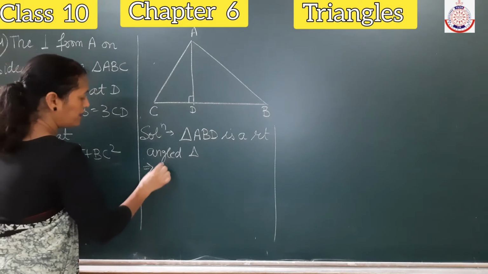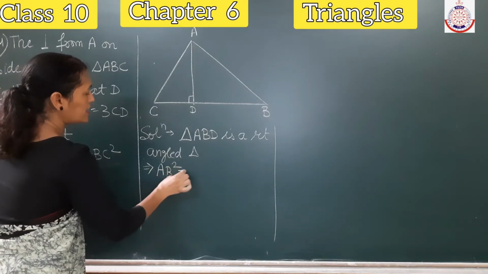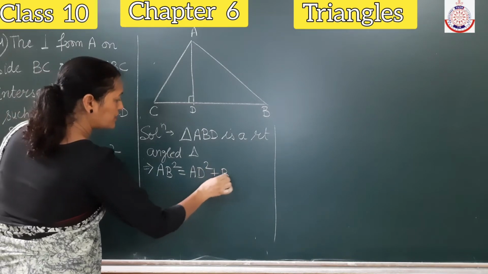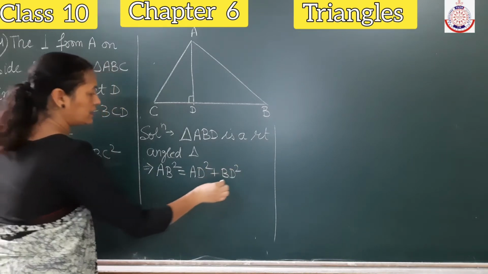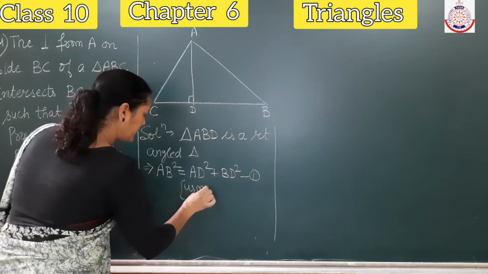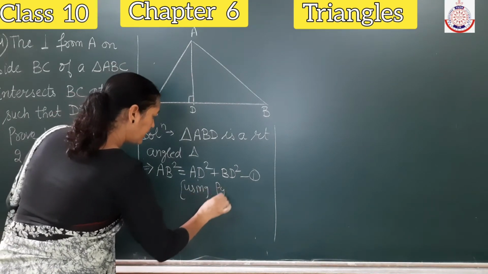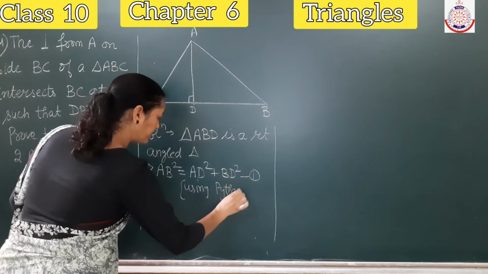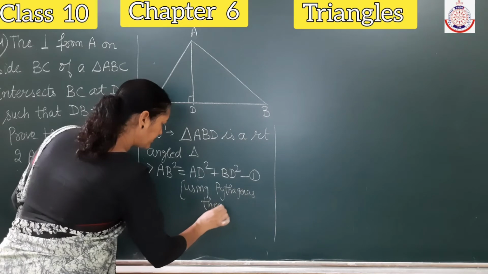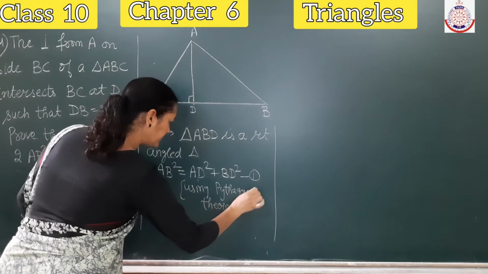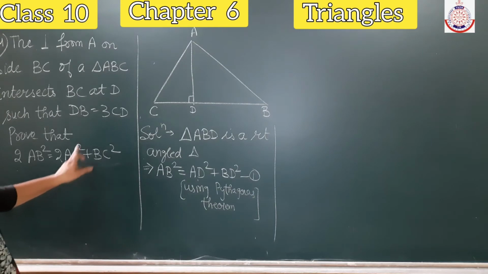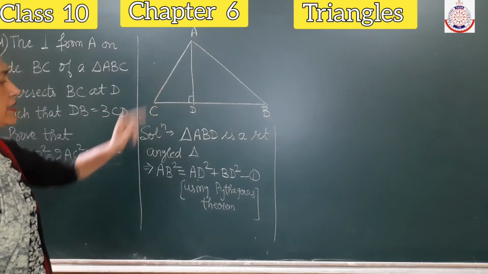Therefore, AB square is equal to AD square plus BD square. It will be equation number 1, and this we have got by using Pythagoras theorem. Next we want to have AC. AC will come from this right angle triangle.